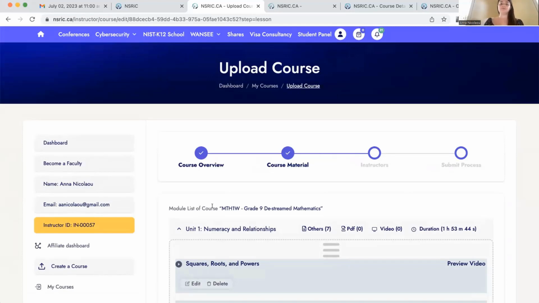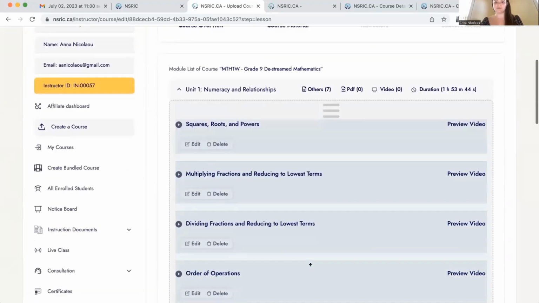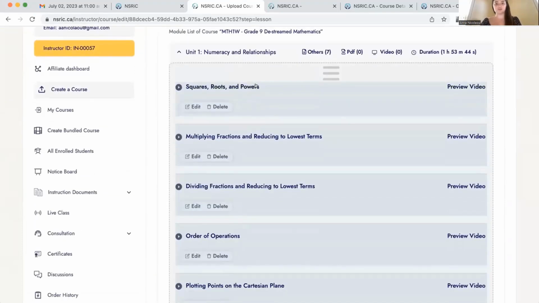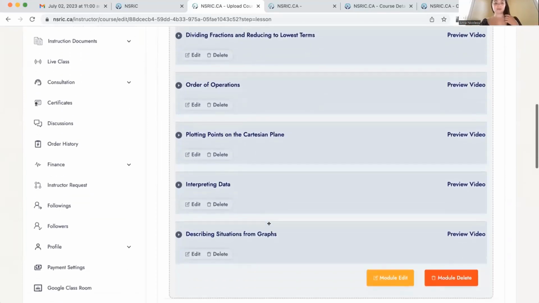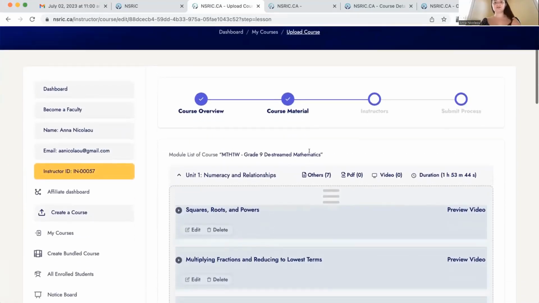For example, the main things I've uploaded here are the videos. For numeracy and relationships, I have a video on squares and square roots, multiplying fractions to lowest terms, dividing fractions, and so on. I have all of these videos. This is also where you could upload an assignment or a test that you want the students to hand in, and put in instructions as to how they're going to hand it in. You can also put in any PDF files that are resources.